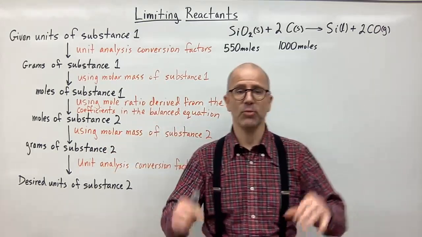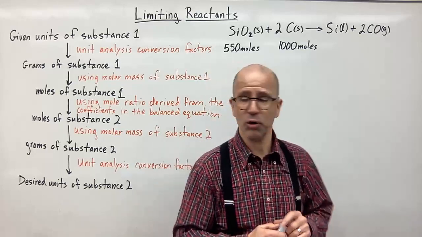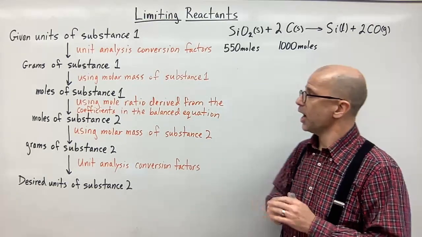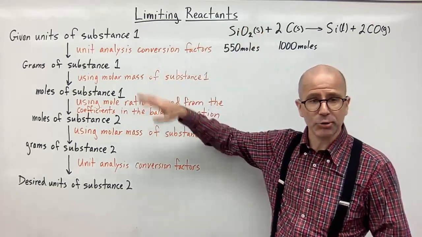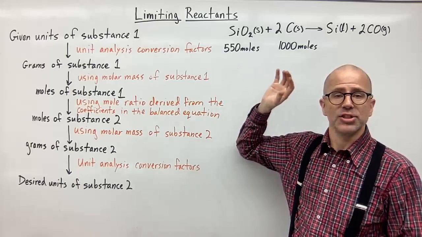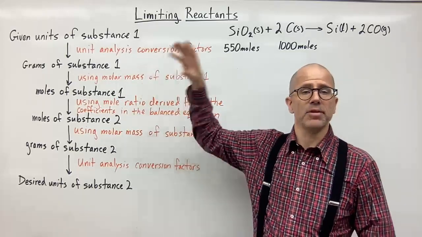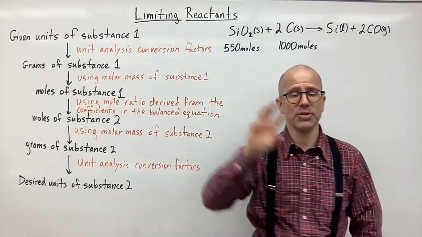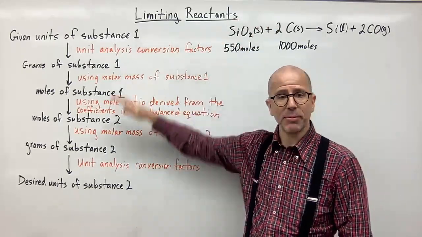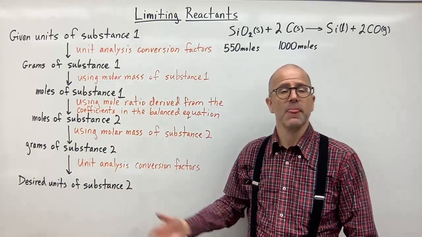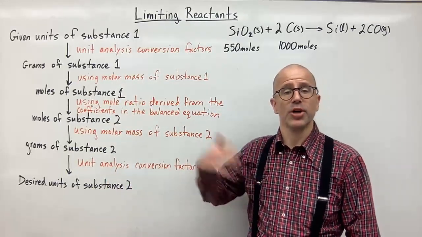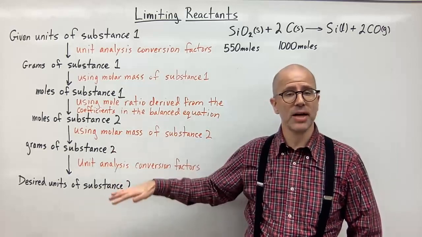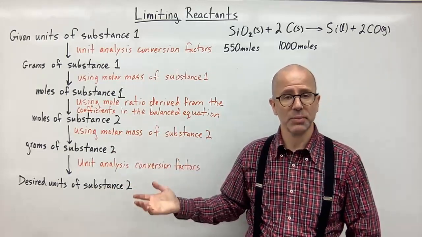Okay, with that out of the way, let me also point out that just like with stoichiometry with a regular equation, where you're converting from one substance to the other, you have to use the same process for a limiting reactant. In this case, you're going to do it twice, because we need to use this process to figure out which one is the limiting reagent.